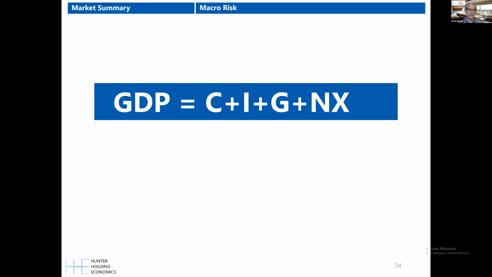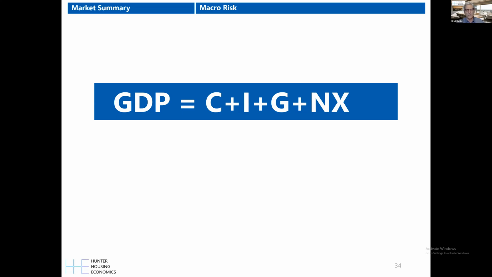As I was getting ready for a presentation at a conference, I thought there's a way to show what the macro risk is. And what it really revolves around primarily is this equation that I remember from Economics 101. If you studied economics, you saw this formula. GDP, the sum total of all the exchanges in the economy, equals C plus I plus G plus NX. That's consumption plus investment plus government spending plus net exports.